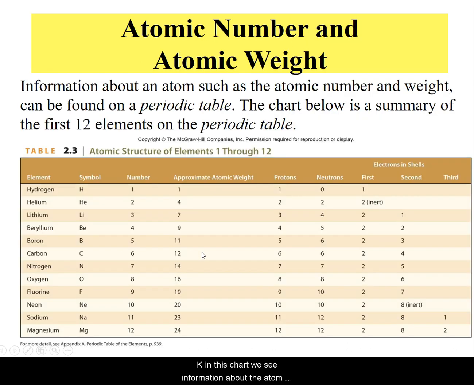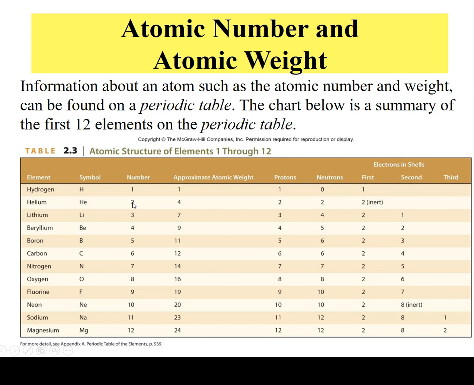Okay, in this chart we see information about the atoms such as the atomic number, weight. It can be found on a periodic table. Below is a summary of the first 12 elements on a periodic table. Here's hydrogen. Its atomic number is 1. Its approximate weight is 1 because it only has 1 proton, no neutrons, and its electrons are in the first shell of only 1, very volatile.